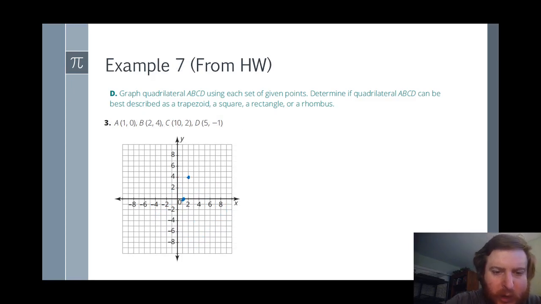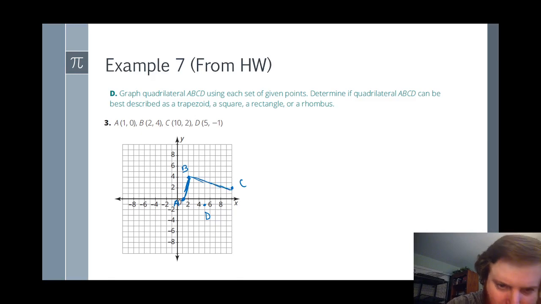Okay. So we have A, we have B, C is at (10, 2), and then D is at (5, -1). Again, looking at this, it looks like it might be a trapezoid. But I want us to actually show that, okay? So how are we going to show it's a trapezoid? We need to show that the opposite sides are parallel.